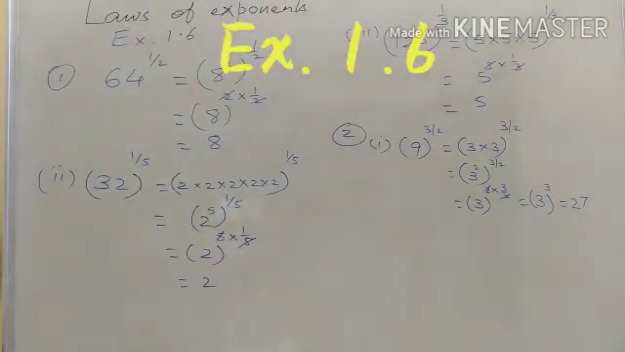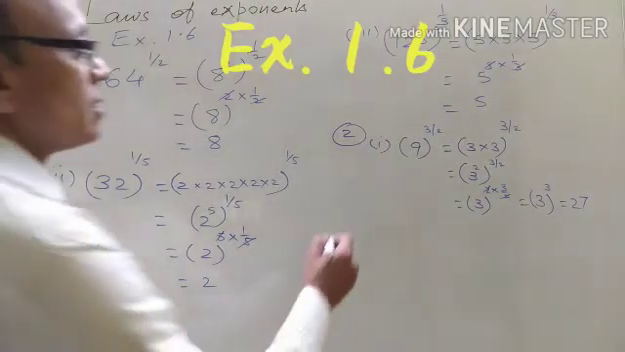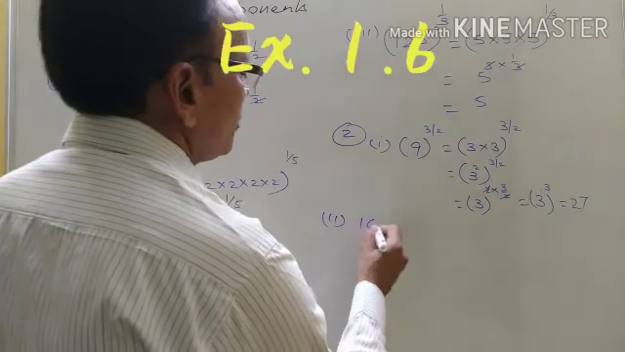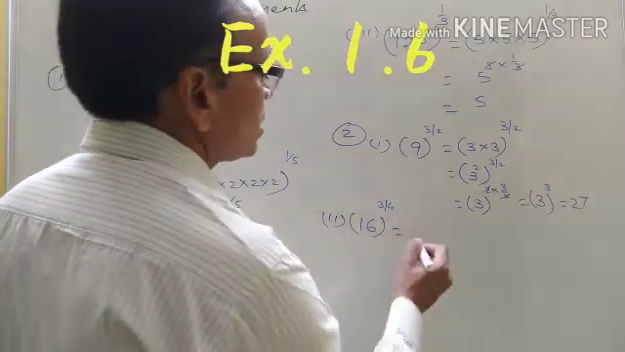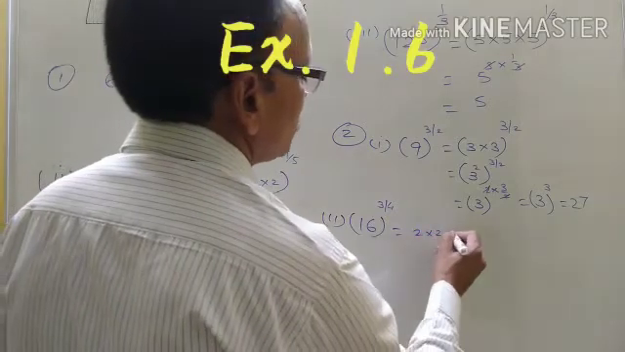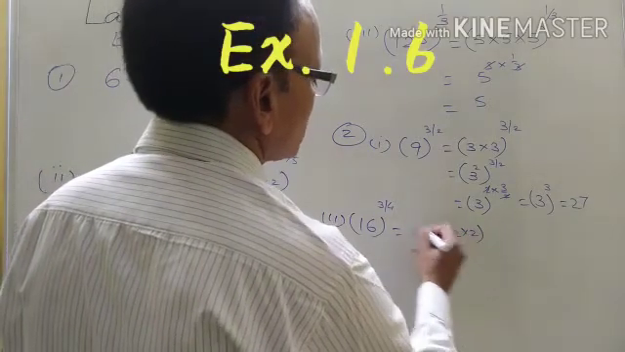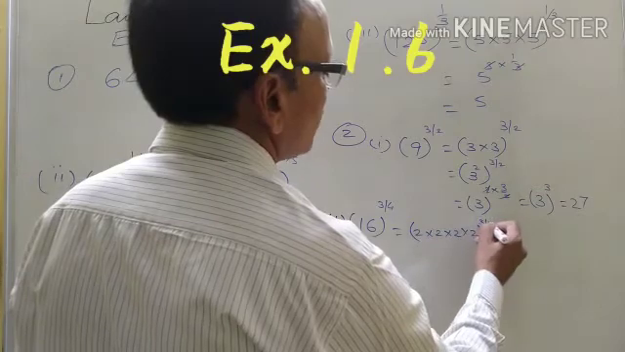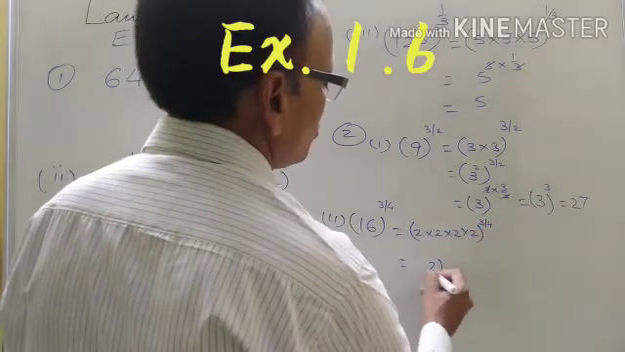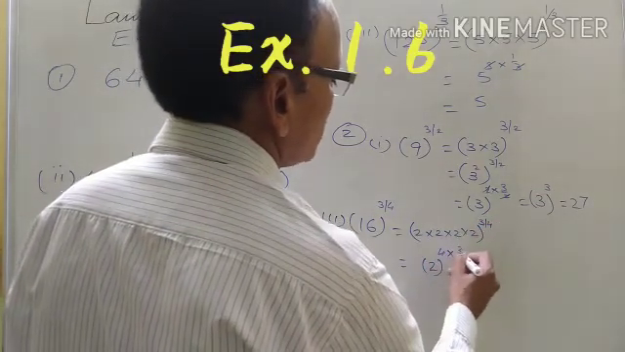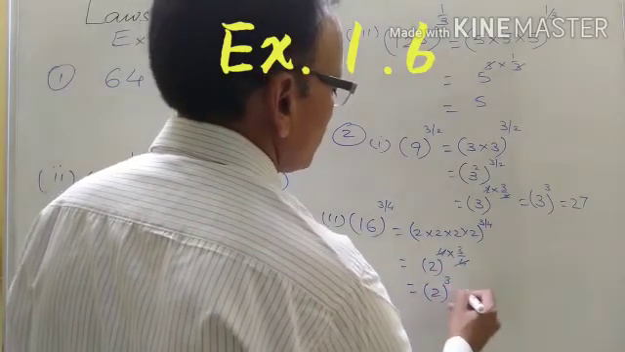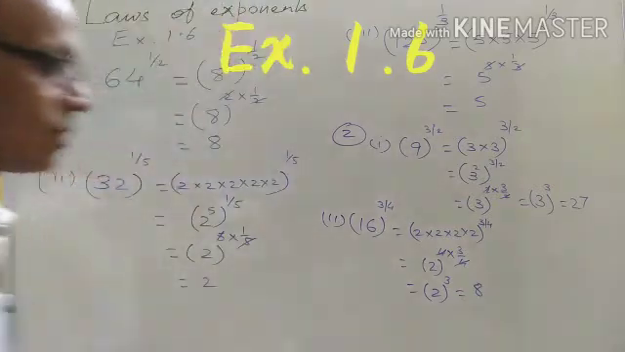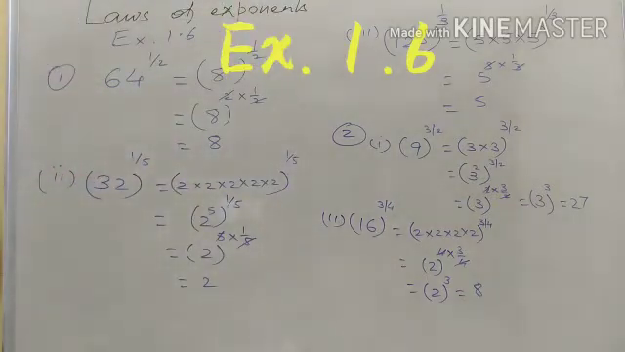So it is 27. The next one is 16 to the power 3 by 4. The factors of 16: 2, 4, 8, 16, to the power 3 by 4. So it becomes 2 to the power 4 into 3 by 4. This 4 cancelled. It becomes 2 to the power 3. 2 to the power 3 means 8.